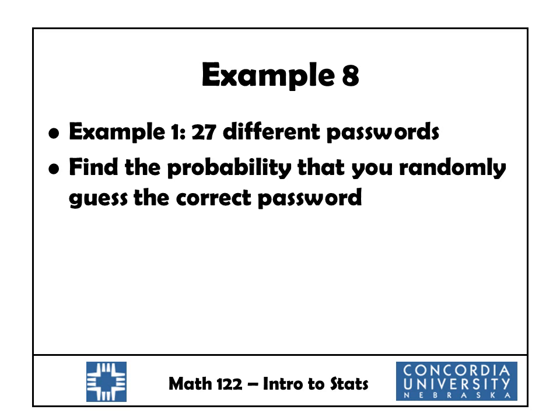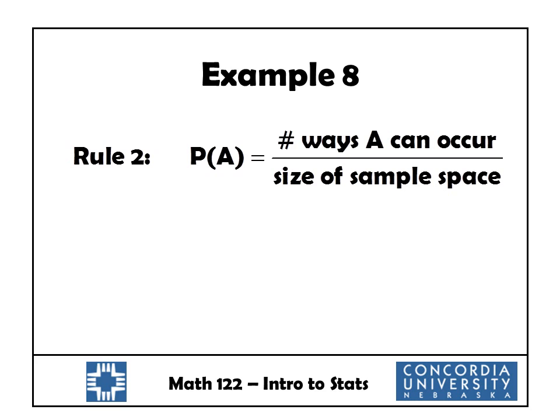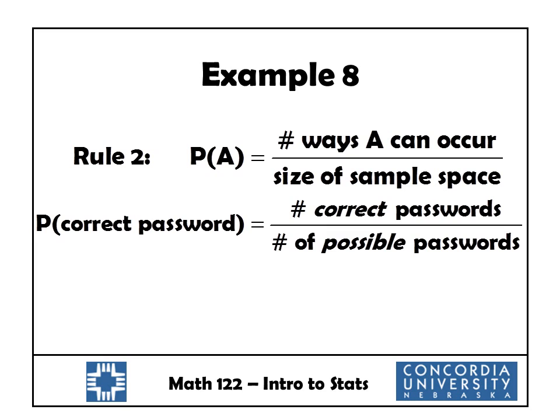Okay. Now what does this have to do with probability? Well, in example 1, we calculated that there were 27 different passwords to choose from. Let's suppose that we forget our password and we randomly guess it. What's the probability that we randomly guess the correct password? Well, according to Rule 2, the probability of an event is the number of ways that it can occur divided by the size of the sample space. Now this only applies if all of our outcomes are equally likely. Well, here we're assuming that we are randomly guessing the password, so all of those outcomes are equally likely.